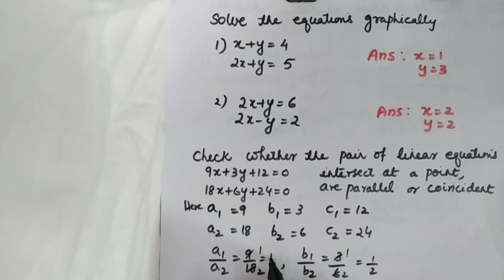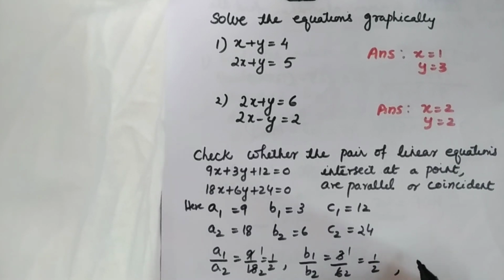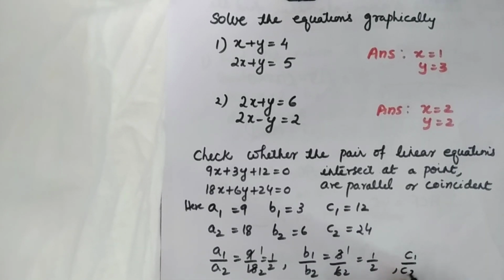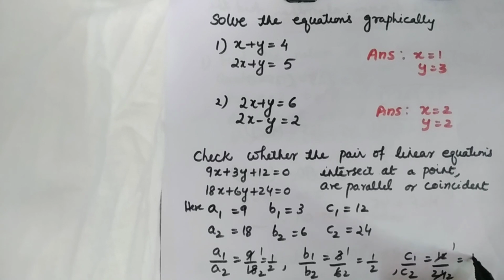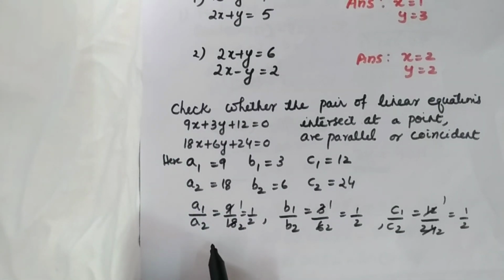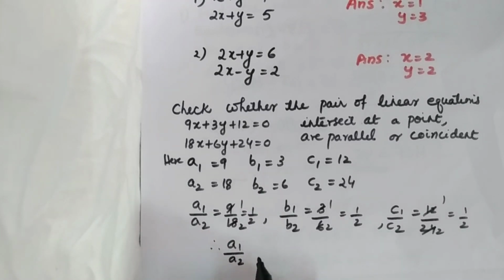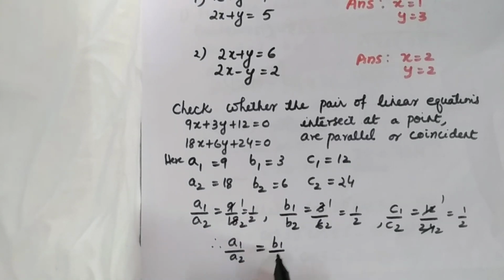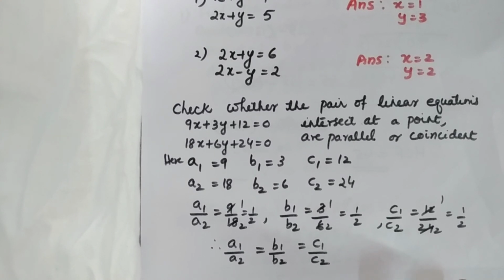So a1 by a2 is 1 by 2, b1 by b2 is also 1 by 2. Find c1 by c2. 12 by 24. That also can be cancelled. 12 ones are 12, 12 twos are 24. So here you are getting 1 by 2. So you have got a1 by a2 equal to b1 by b2 equal to c1 by c2, all are equal to 1 by 2.